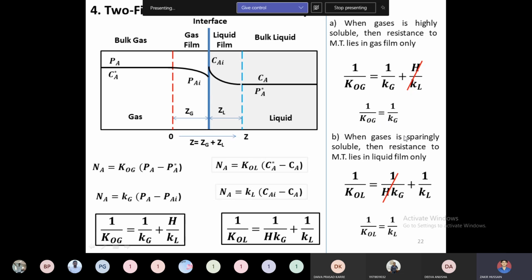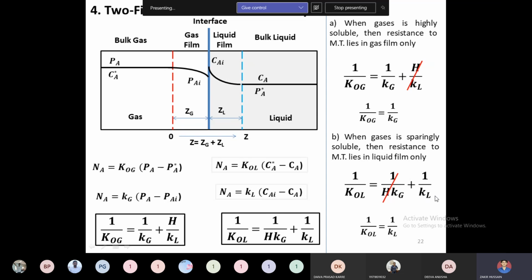Another case is for sparingly soluble, meaning less soluble gases, like oxygen, which is very much less soluble in water. For less soluble gases in liquids, a large part of the resistance will be offered by the liquid film. So the liquid film resistance will be very high compared to the gas film resistance. In that case, we can cancel out the gas film resistance term and use only the liquid film resistance term directly.